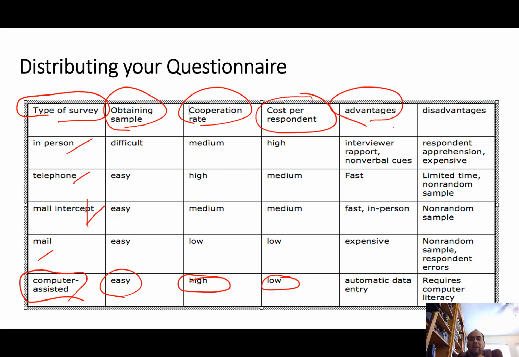What are the advantages? Automatic data entry. Actually, Qualtrics does all the analysis for me. All I need to do is pull down the reports and the tables. Disadvantages is it requires computer literacy, which I have, but maybe somebody doesn't.